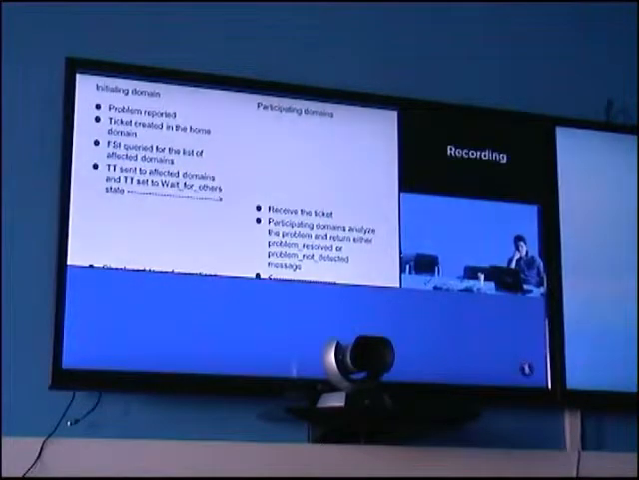The ticket is set in the initiating domain to the state in which it waits for other trouble ticketing systems to respond. Now the ticket is received, participating domains analyze the problem, they say probably we don't have a problem anymore, or we have resolved the problem, or whatever, and the ticket is returned back. Now, the initiating domain or someone should check if the service is working properly after this resolution. If not, the ticket can be reopened.